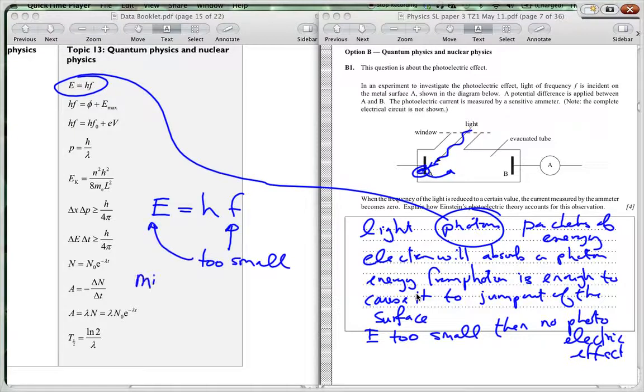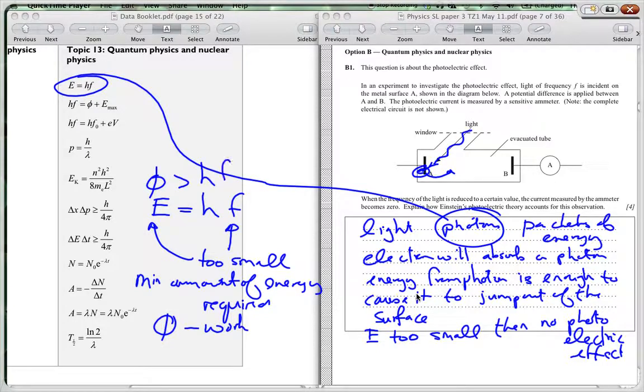The minimum, remember, the minimum amount of energy required to eject an electron is given by what we call phi, which is your work function. So if phi is greater than hf, you'll have no photoelectric effect.